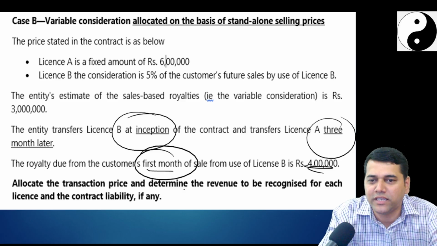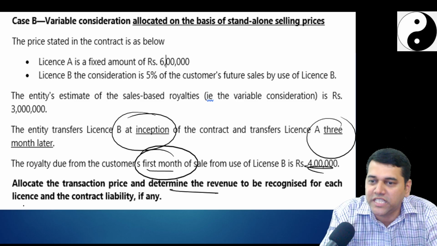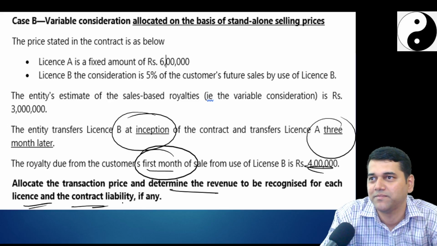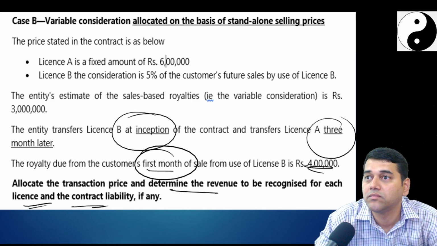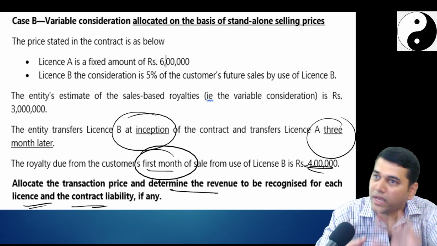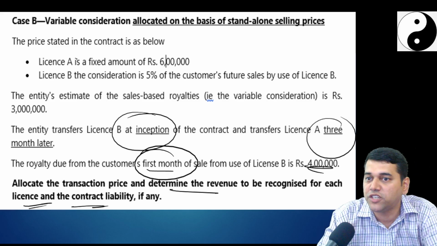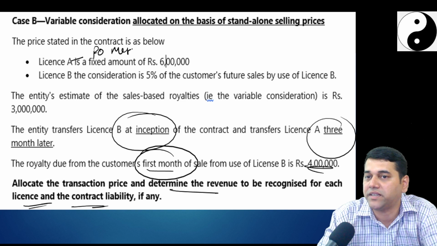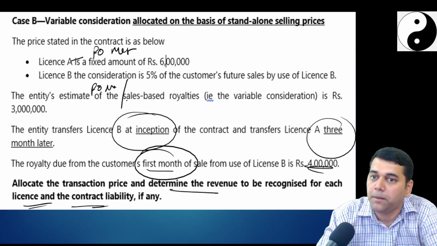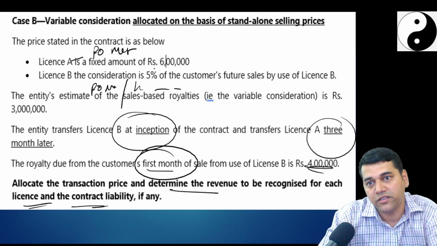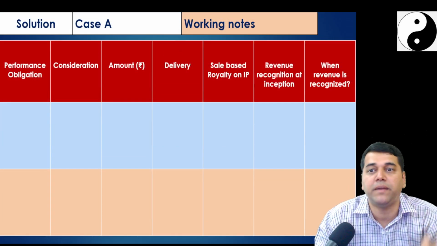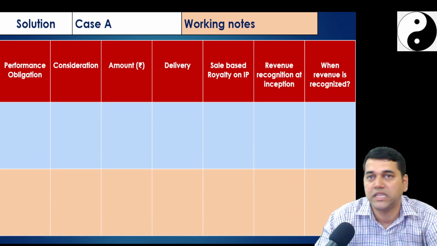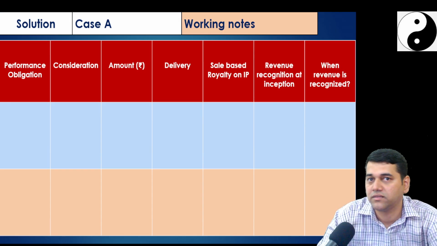Simple, they are telling, please allocate the transaction price, determine the revenue to be recognized for each license and contract liability if any. Then you will do the allocation, but revenue recognition for A will be when the performance obligation is met. For B it will be PO met or sales, whichever is later, since variable got allocated to this also. For this question, if it comes in the examination, first prepare the working note. Otherwise, you will not be able to answer this.